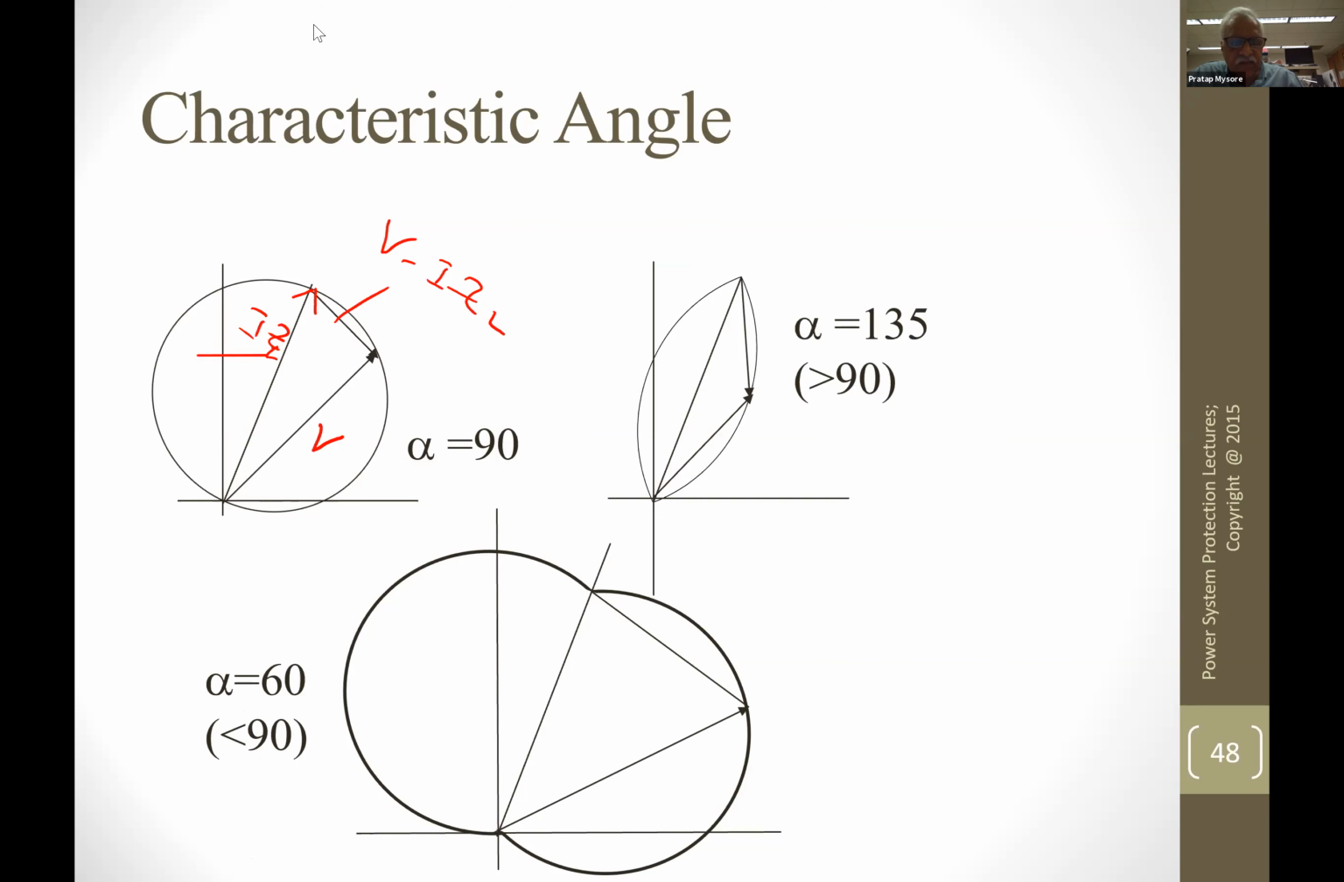These are the various ways these characteristics are developed with a phase angle comparator. The same concepts are used. If you take the real product, the cosine product or dot product, of V minus IZ and V, if it is positive, then we know it is blocking. If it is negative, then we allow it to trip. If this is 90 degrees, then you get a circular characteristic. The same concepts are used in microprocessor-based relays, but the way they do it is a little bit different.